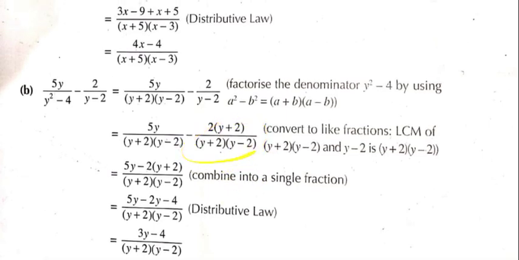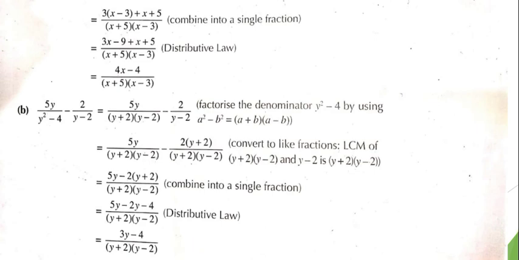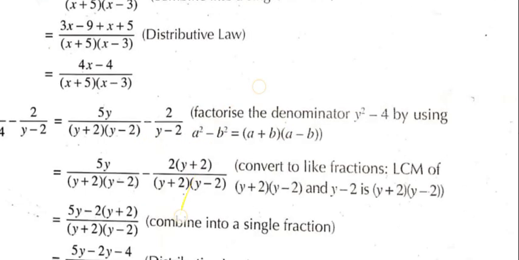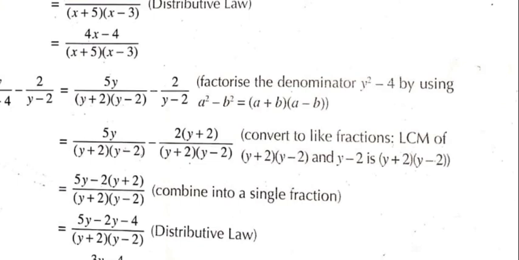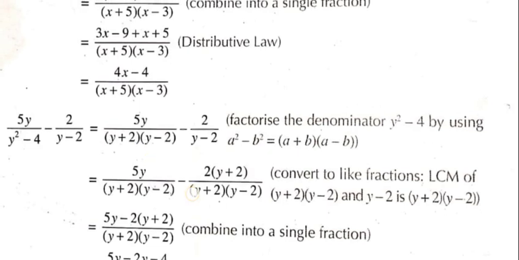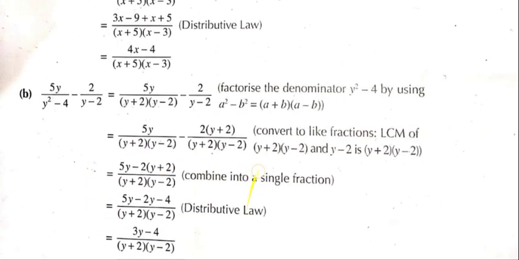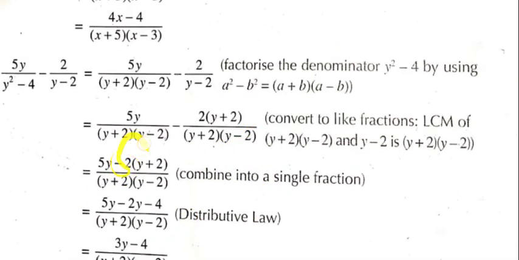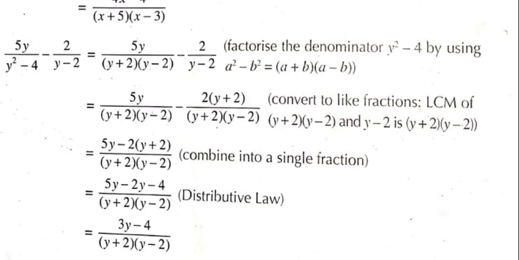So turn into like fractions. After that, expand this bracket. Look at that, we can combine it first. So 5y minus 2 times y plus 2 here. And then you expand. Remember, when you expand, you times in negative 2, not just 2. Negative 2 times y, negative 2y. Negative 2 times positive 2, negative 4. Remember, yeah? That's very important. So that will become 3y minus 4, and then done.